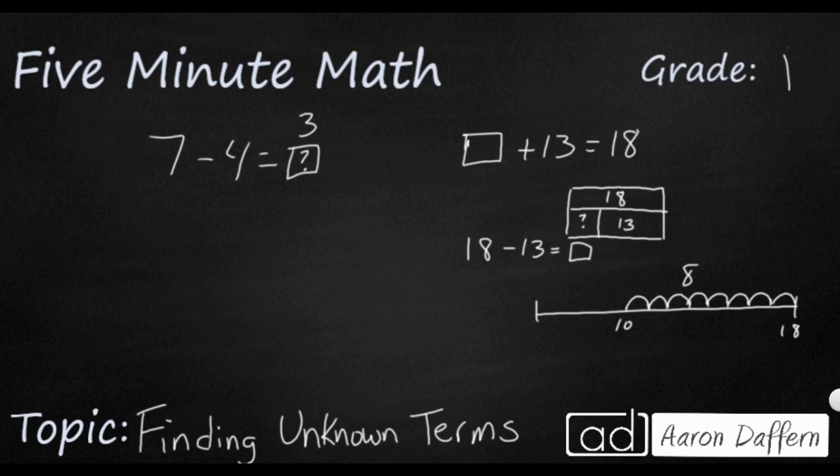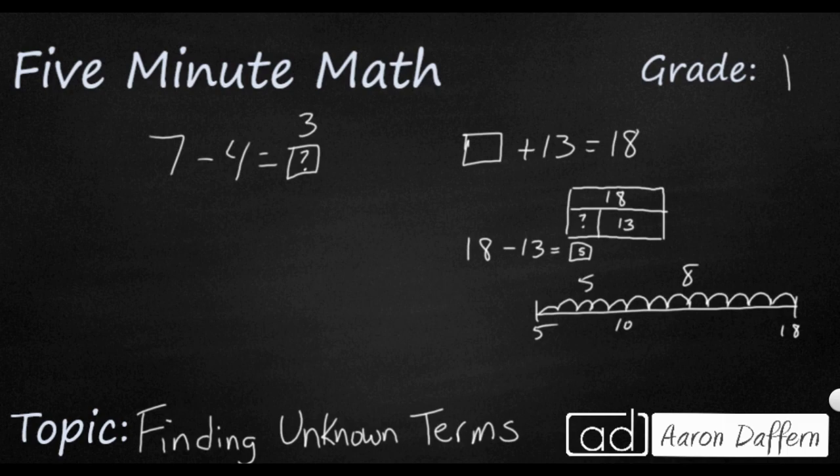And I need to get 13, so I need to do 5 more. 9, 8, 7, 6, 5. So there's 5 more. There's my 13 jumps. So I know that 18 minus 13 equals 5.